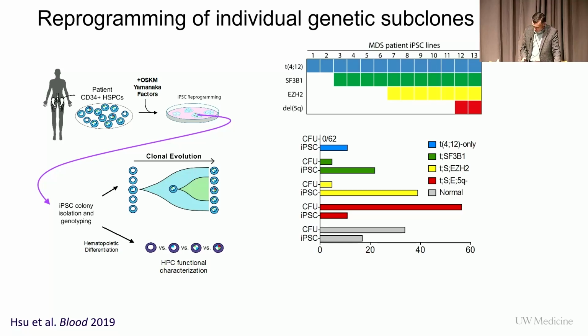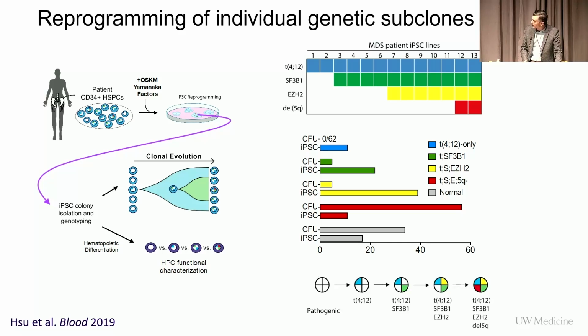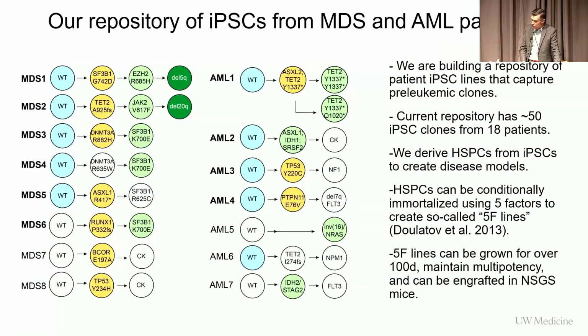What was really striking to us is that when you compare the frequency of these clones to what we get directly out of the marrow, for example using colony-forming units, iPSCs are actually very good at capturing some of these earlier clones that are quite rare in the marrow. So there's something about iPS reprogramming that was very informative for capturing these early clones. And of course, by direct deduction, we can establish the order of driver mutations by examining the genotype of these iPS lines. So this is a nice model in the sense that we get all of these genotypes that occur during disease progression.